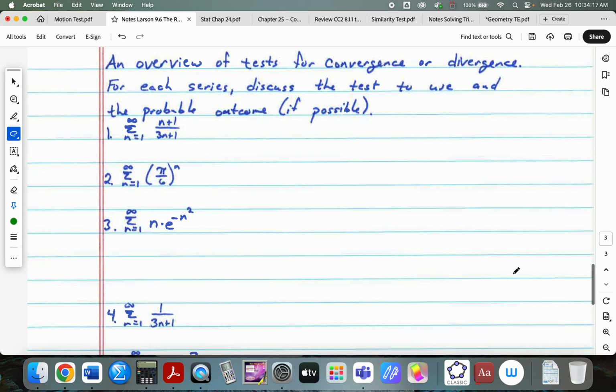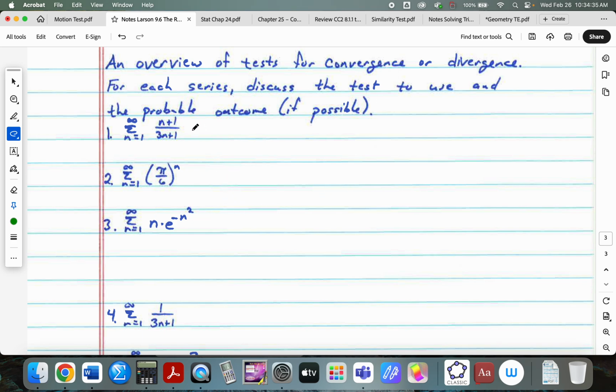So let's look at some examples. For each series, discuss the tests to use and the probable outcome, if possible. Okay?